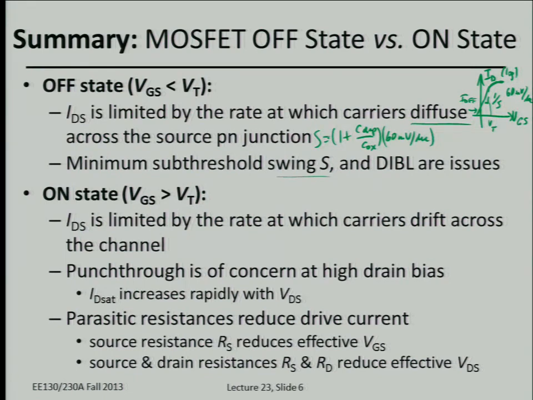You get more drain-induced barrier lowering because the width of the depletion region, the width of this p-n junction depletion region, gets wider if you dope the channel or the body region more lightly. So the drain voltage will start to influence the source potential barrier more if you lightly dope the channel. This is why in your design project you're going to see this trade-off. If you improve one aspect of your device, you might degrade some other aspect.